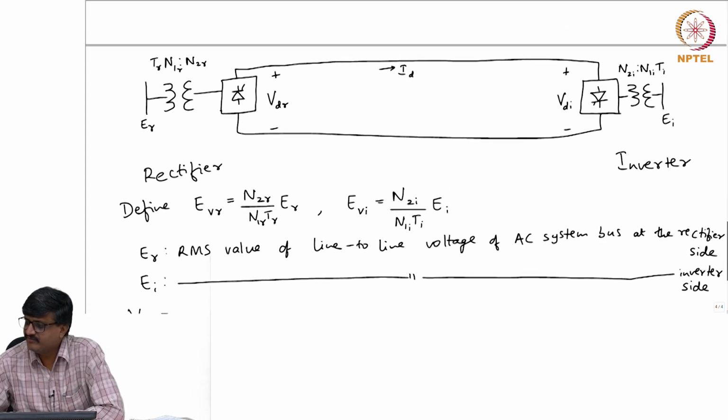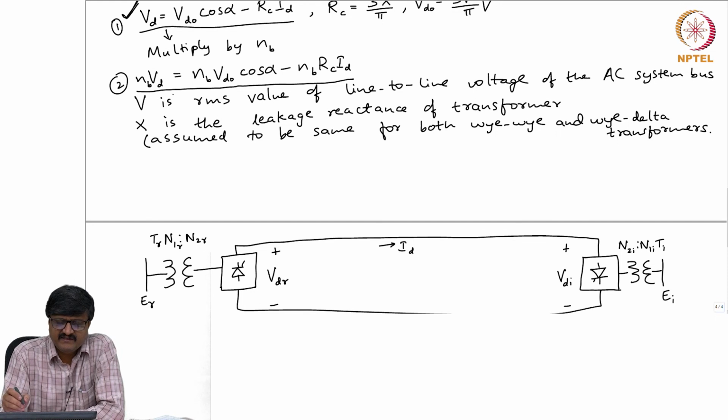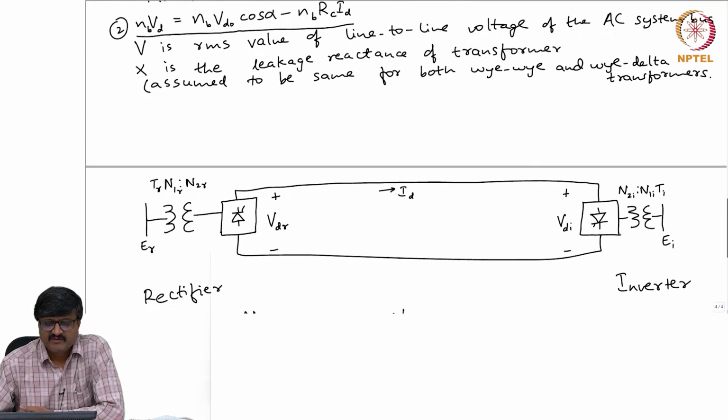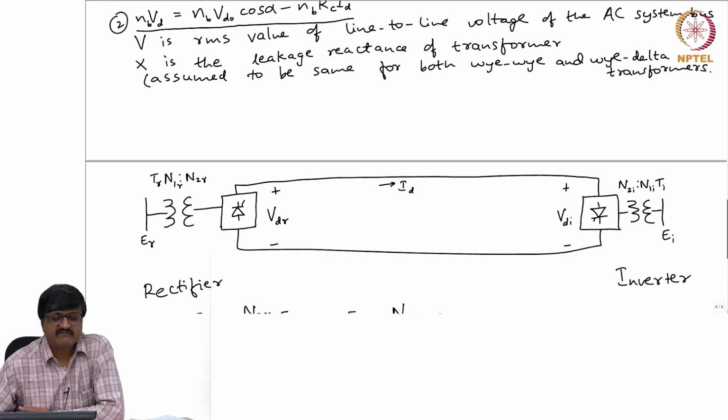Let me go back to the equation I have. NBVD is NB VDO cos alpha minus NB RCID. Now, what is NBVD? It is the total DC side voltage, so it is nothing but VDR. So, in place of VDO, what do I have?